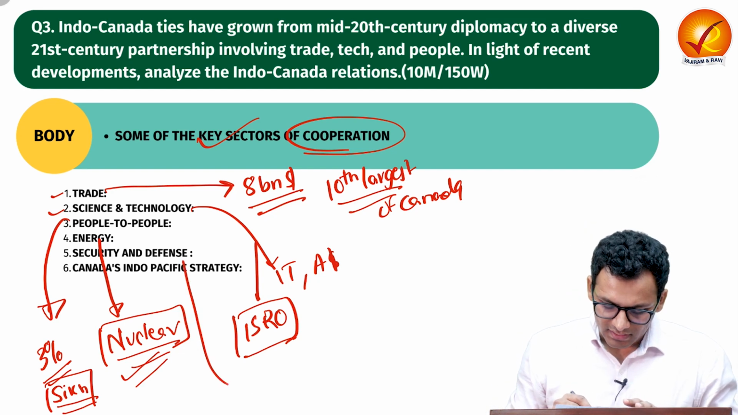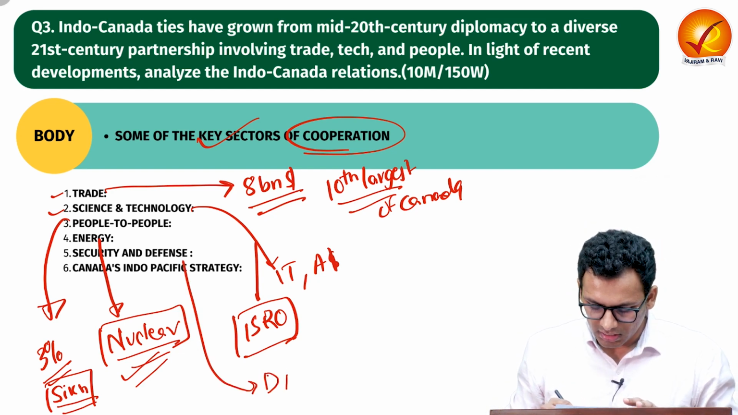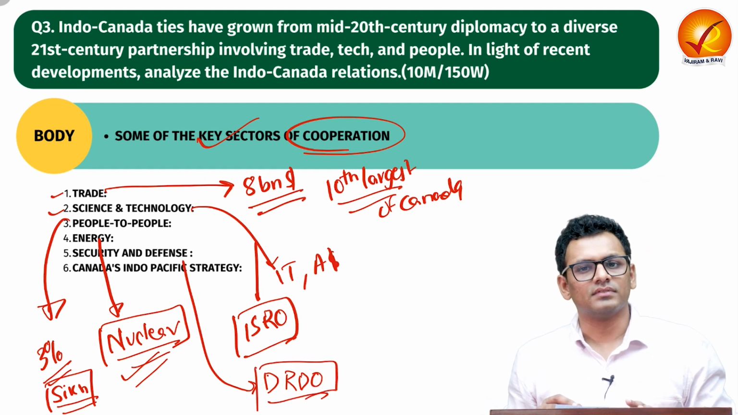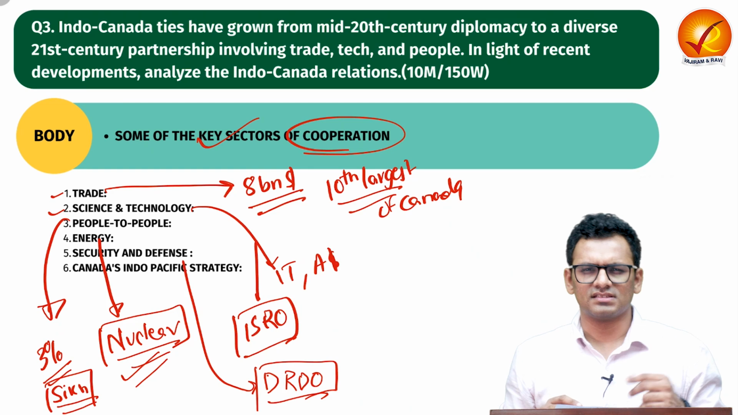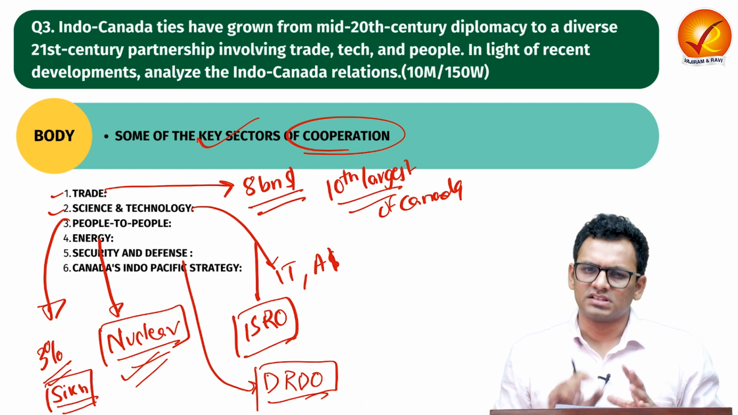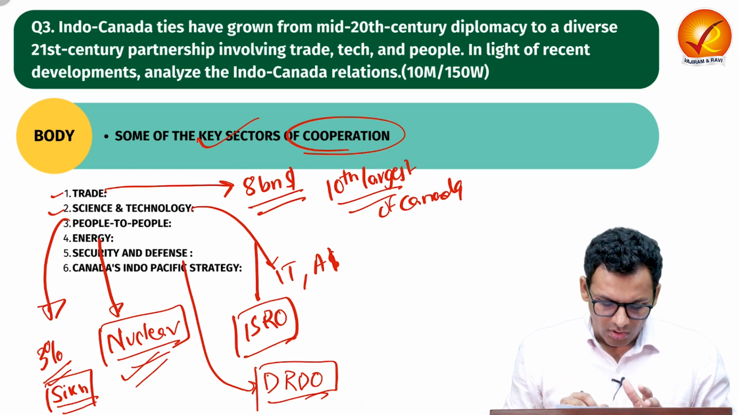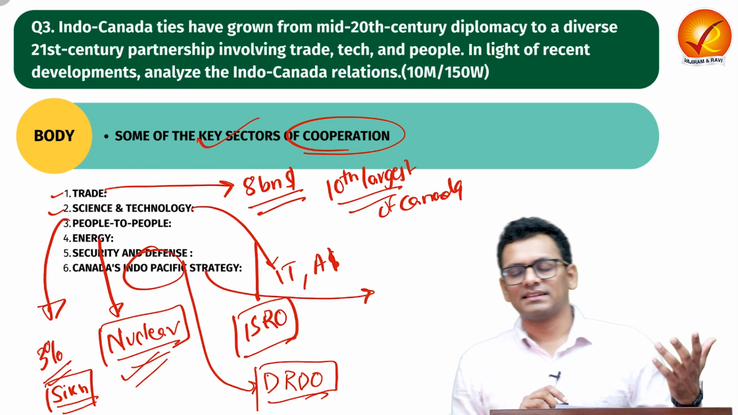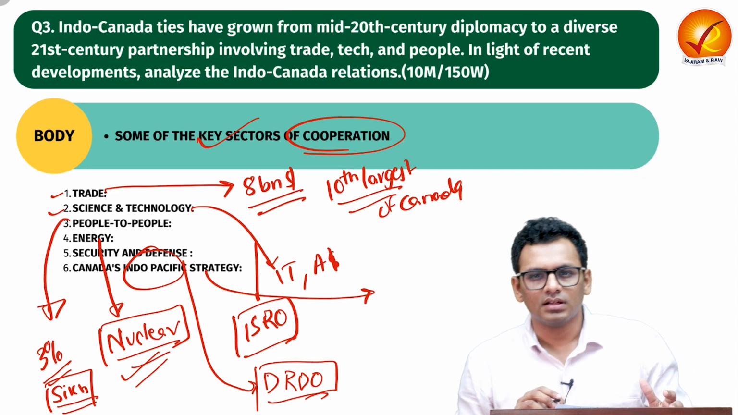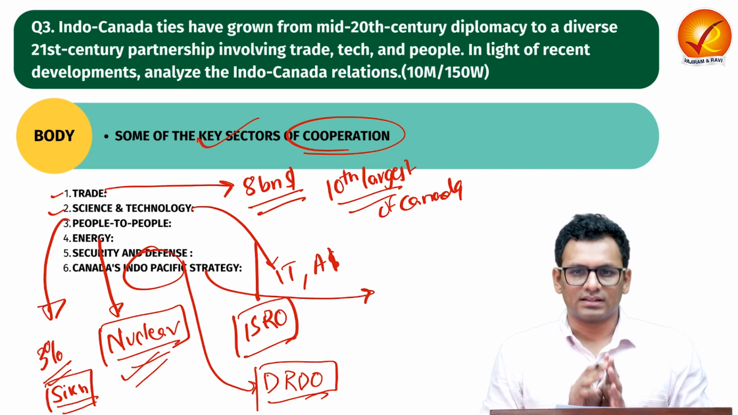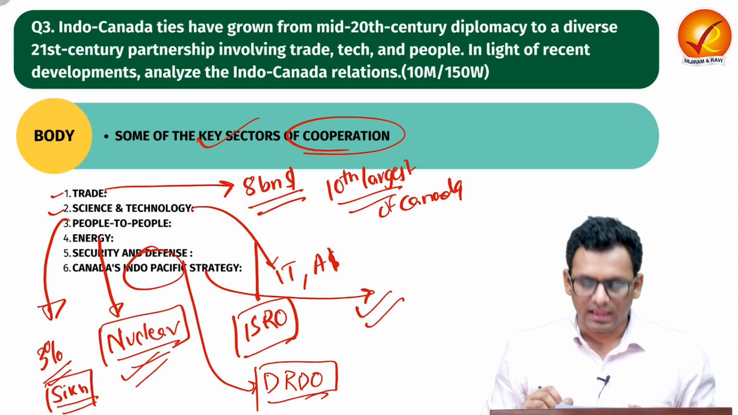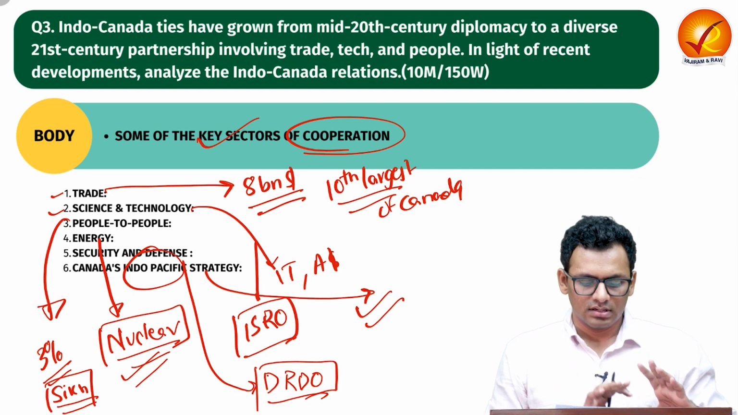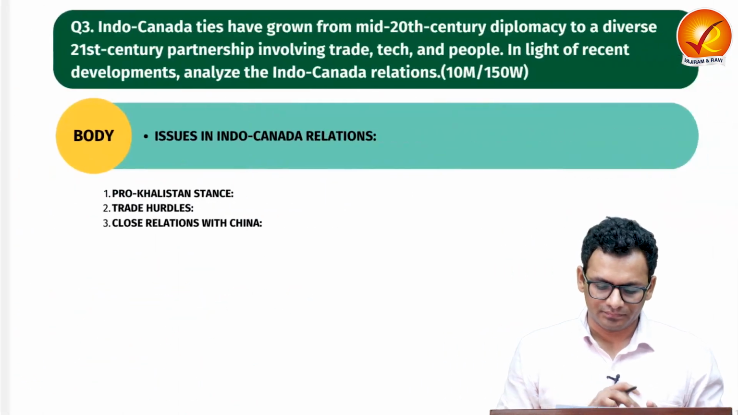In security and defense, you can talk about how Indian DRDO is working in collaboration with Canadian security and defense agencies for developing different defense and security related technologies. Also, you can talk about the Indo-Pacific strategy, how both nations have certain common ground such as a democratic setup in nature. So they have clear goals with respect to the Indo-Pacific strategy as well. So these are the key sectors of cooperation.